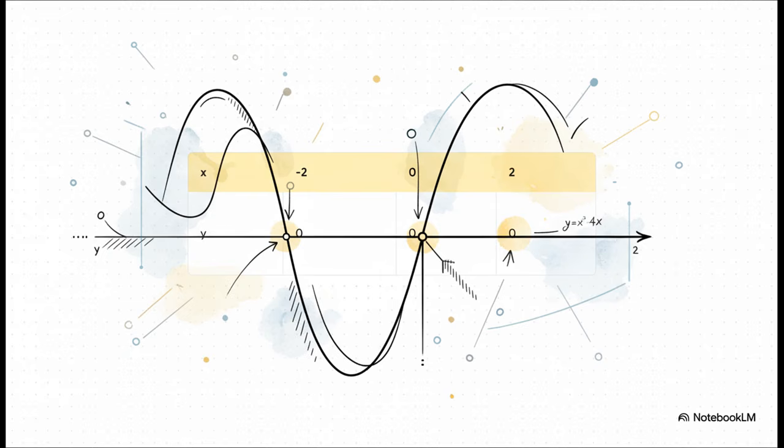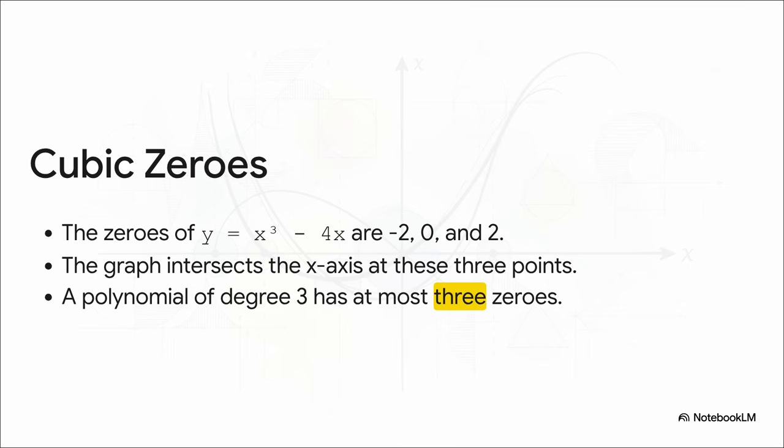Looking at our table of values, wow, we hit the jackpot 3 times. When x is negative 2, y is 0. When x is 0, y is 0. And when x is positive 2, y is 0 again. That's 3 different zeros we found with just algebra. And sure enough, when we actually graph this thing, we see this wavy curve that winds its way across the x-axis at those exact 3 spots, negative 2, 0, and positive 2. This pretty much confirms our suspicion. A polynomial of degree 3 can have at most 3 zeros.